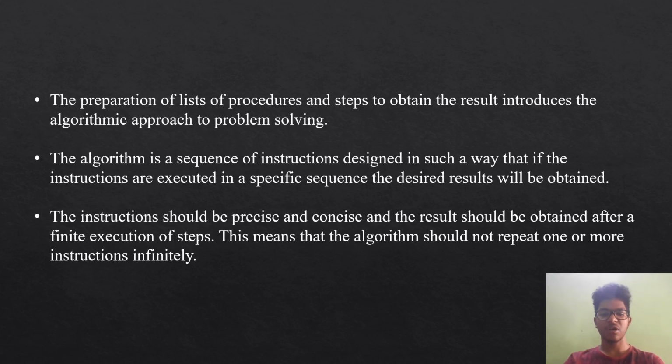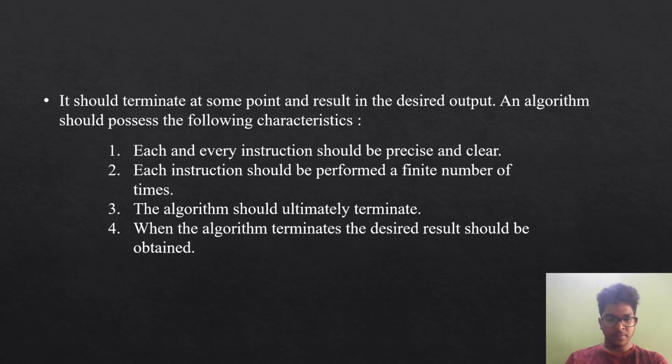This means the algorithm should not repeat one or more instructions indefinitely. It should terminate at some point and give the desired result. An algorithm should possess the following characteristics. Each and every instruction should be precise and clear. Each instruction should be performed a finite number of times. The algorithm should ultimately terminate. When the algorithm terminates, the desired result should be obtained. These are some steps to get a desired output of a program.